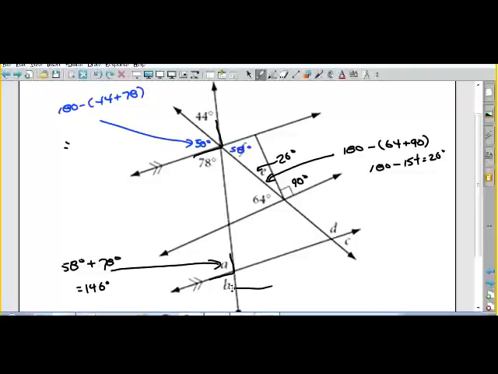So as a consequence, Laramie, B is equal to, so this one's 34 degrees.